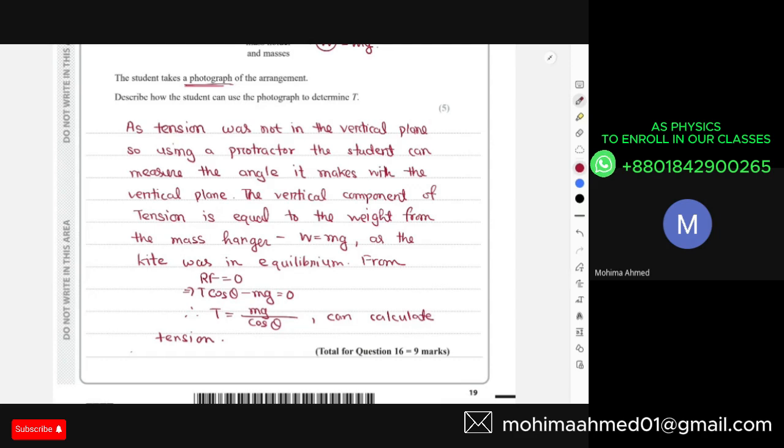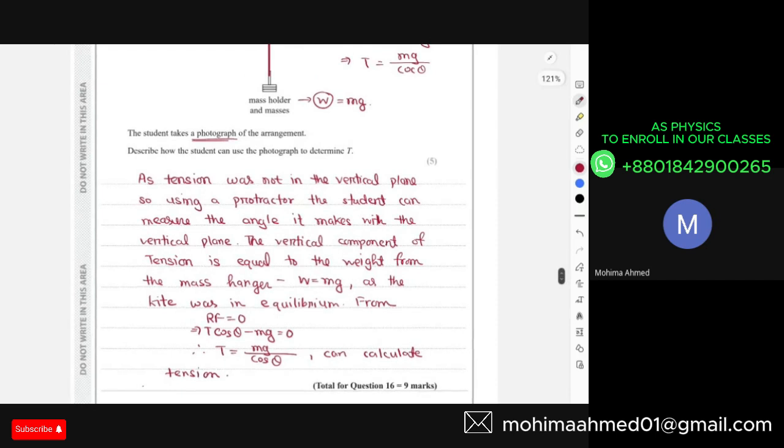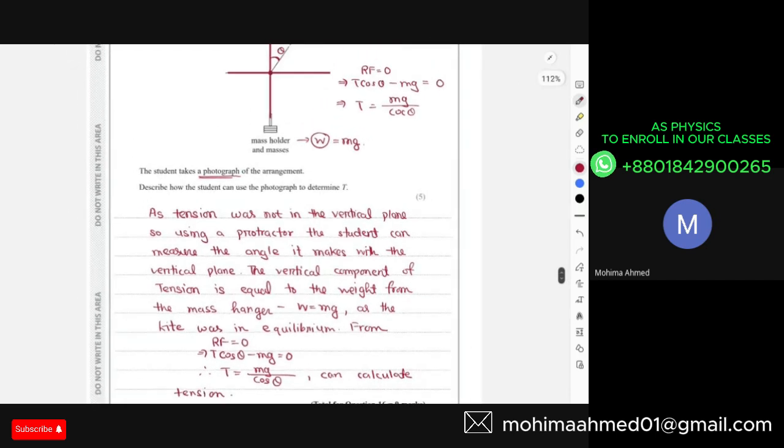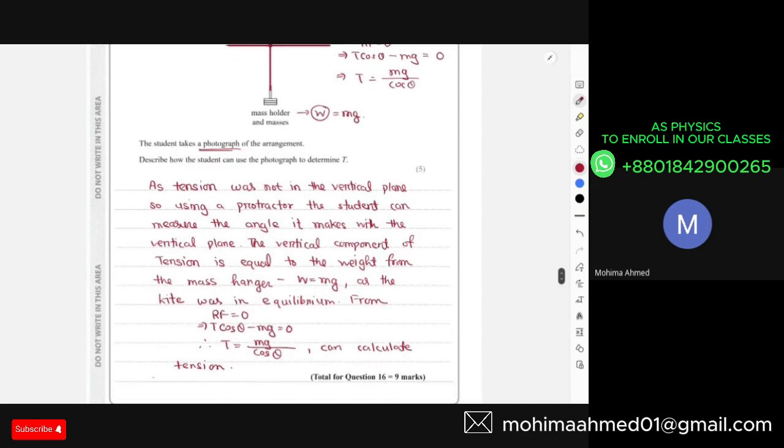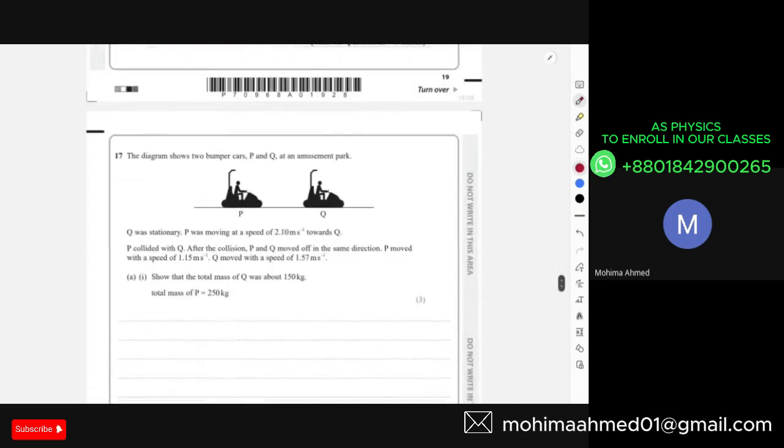Is this clear? Any problem from this question 60? Yeah, this is the end of 60. No, teacher. No. Okay, then if we move on to your next questions.